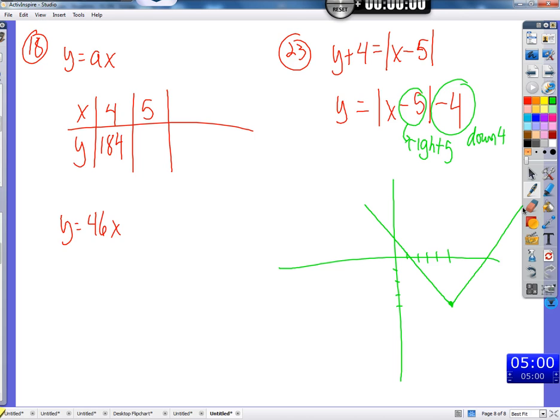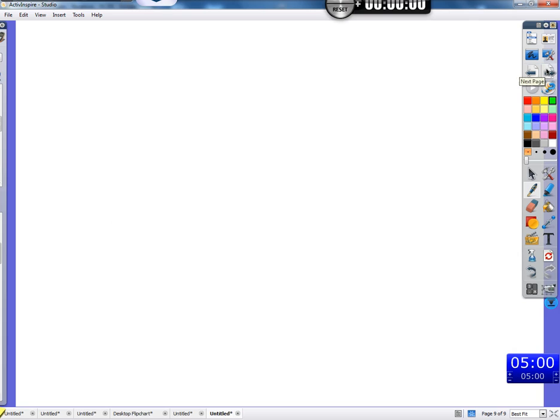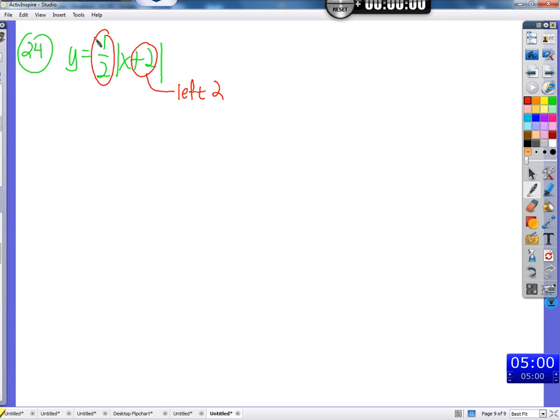24. Gonna graph this. Well, we should know this part by now. What's this going to do to the graph? Left 2. Now, this is new. What's this going to do? Slope. I thought the 1/2, the slope, makes it less steep. Affect the slope, Michael? Why is it plus 2? It's minus 2.